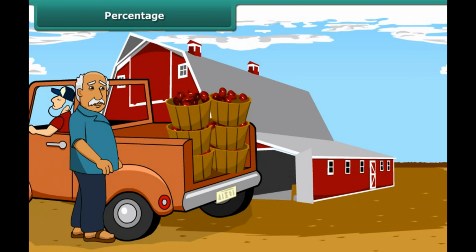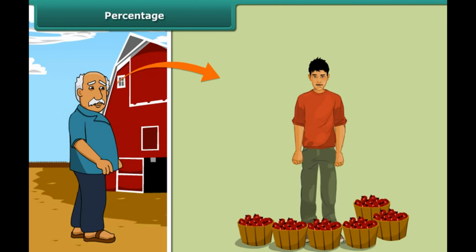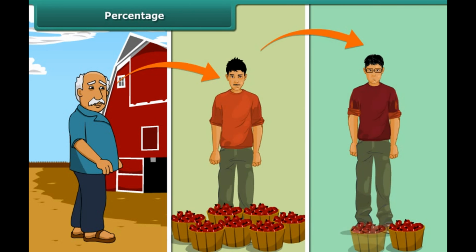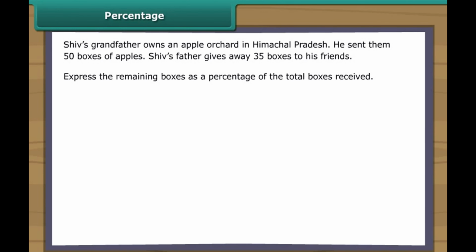Shiv's grandfather owns an apple orchard in Himachal Pradesh. He sent them 50 boxes of apples. Shiv's father gives away 35 boxes to his friends. Let us express the remaining boxes as a percentage of the total boxes received. Boxes remaining out of 50 is equal to 50 minus 35, which equals 15.